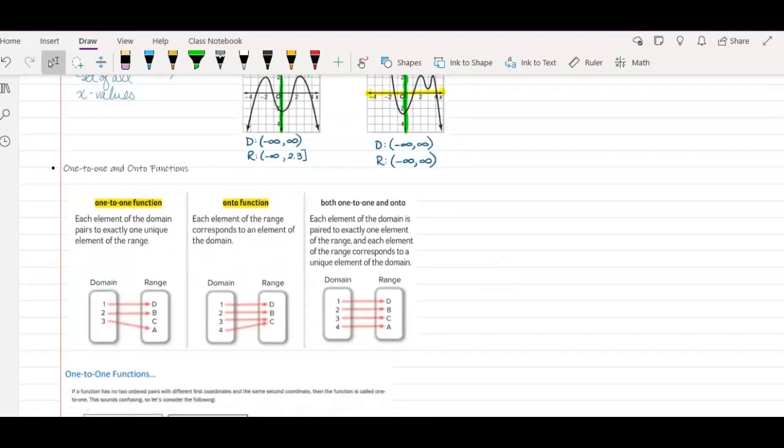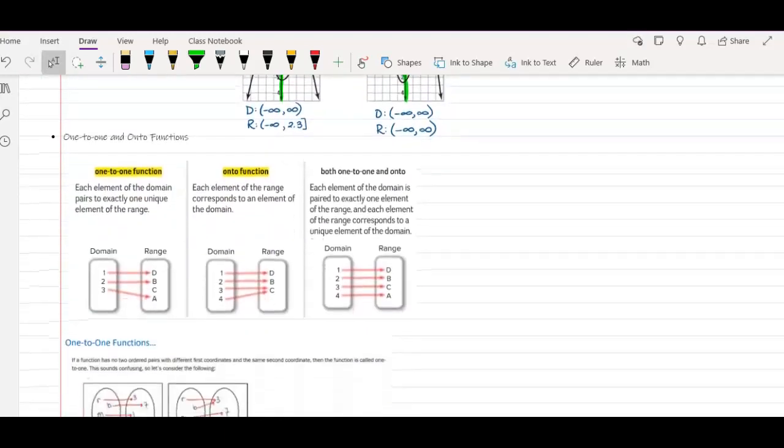Let's talk about one-to-one and onto. A function is said to be one-to-one if each element of the domain pairs to one element of the range. A function is said to be onto if each element of the range corresponds to an element of the domain. Now this gets very tricky. This is kind of a heavy concept to have to think about. Not all functions are both, but some of them are.